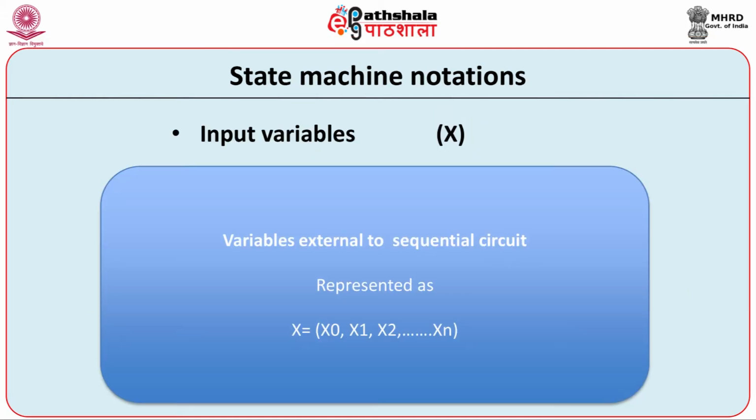Let us now talk about different terminologies used in the state machine. These are called state machine notations. There are 5 different types of terminologies: input variables, output variables, state variables, excitation variables and the state.